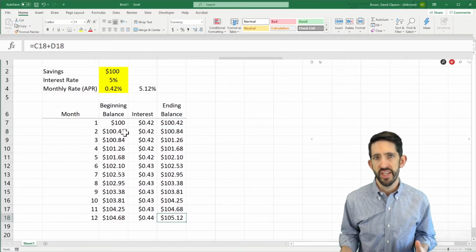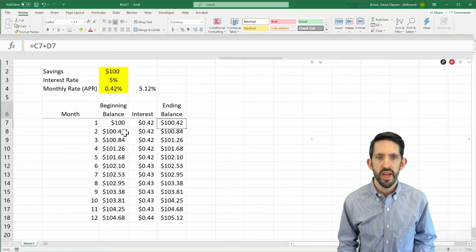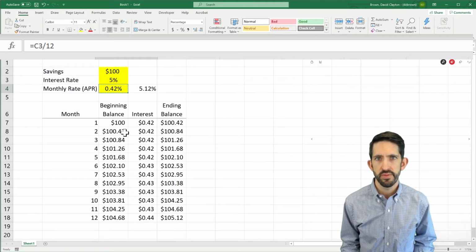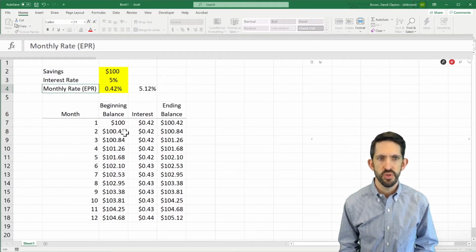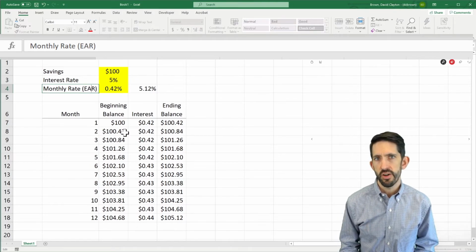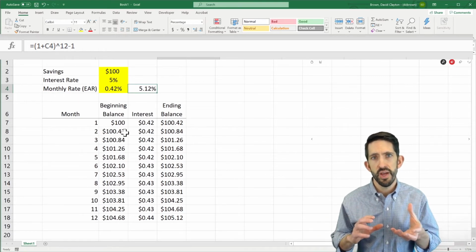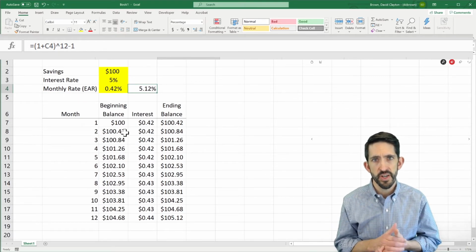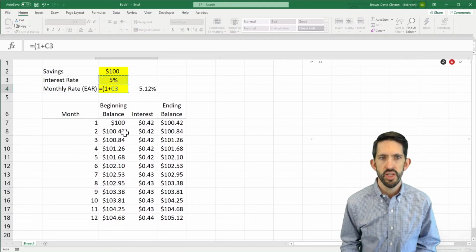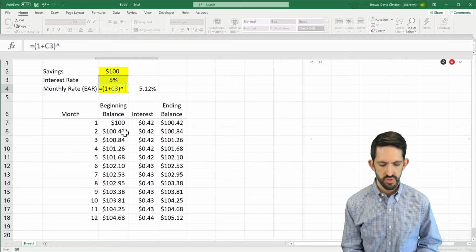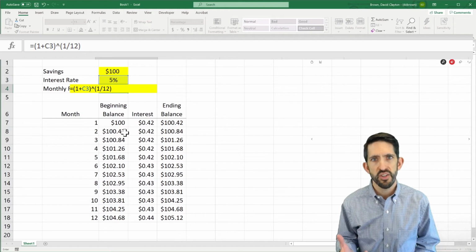Now, if instead the bank says, no, you're going to earn 5% on an effective basis, then we have to come back and make an adjustment to our monthly rate. Instead of stating this as an APR, we'll come in here and change this to an EAR, effective annual rate. And in this case, we have to basically undo the compounding that we've done in this cell to calculate our effective annual rate. And the way we do that is we take 1 plus our annual rate raised to the 1/12th power, and then we have to subtract off 1.